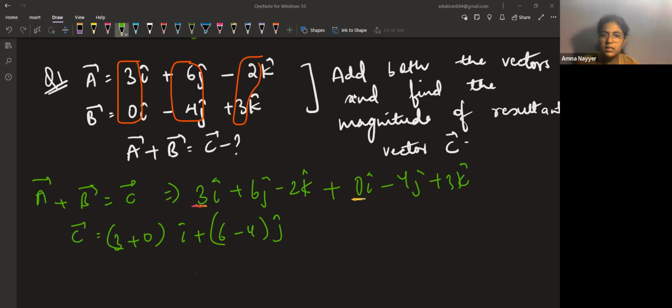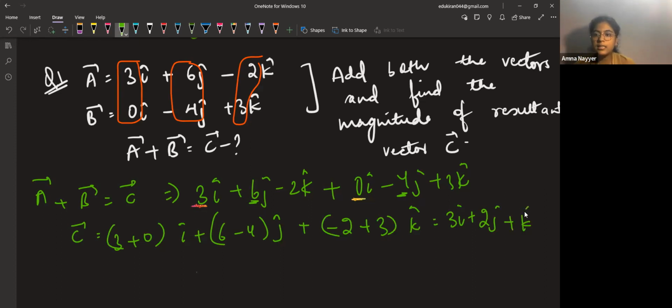6. No, 6 shouldn't be the answer. Look here. 3 plus 0 I cap. From here 6, from here minus 4. So 6 minus 4 J cap. Plus what about K cap? From here we have minus 2, from here we have plus 3 K cap. So what is the resultant? 3 plus 0 is 3, so 3 I cap. 6 minus 4 is 2, so 2 J cap. And minus 2 plus 3 is plus 1, so plus K cap.